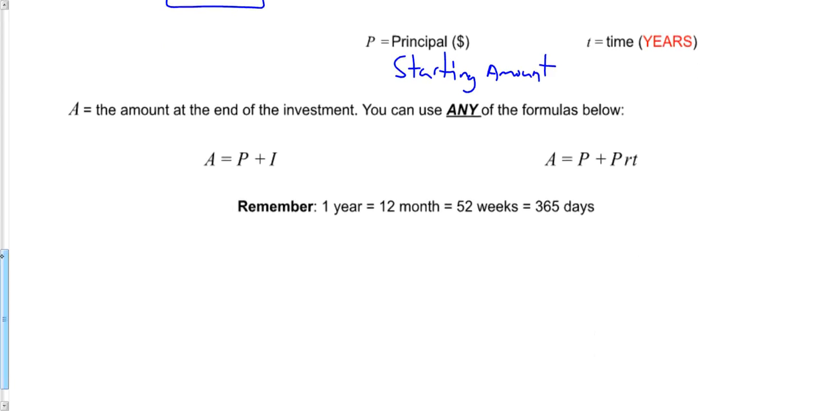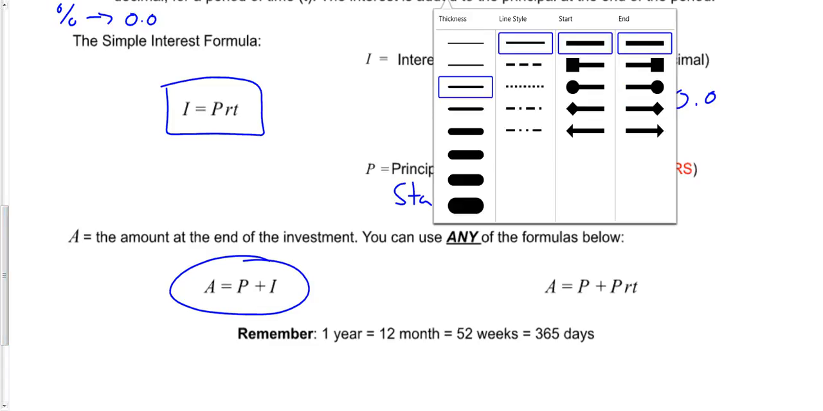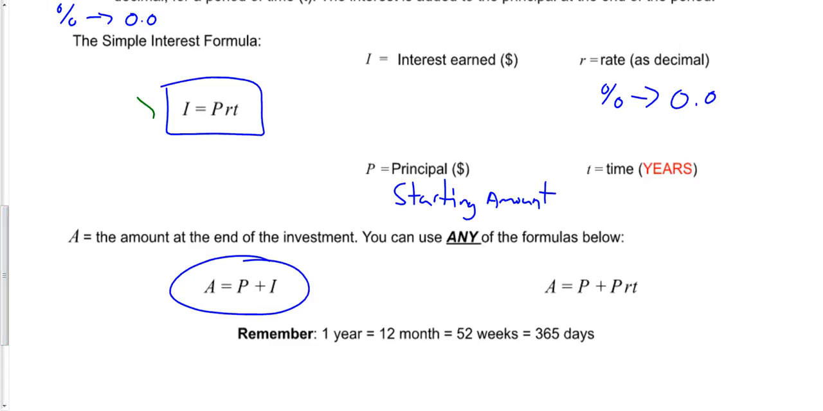In order to calculate what the final amount is going to be, the final amount at the end of your investment, you can use either one of the formulas below, but this is probably the one that you're going to use most frequently. Your final amount is your principal plus whatever interest you happen to earn over the course of the life of the investment. Okay, so those two formulas together, the formula for interest and the formula for final amount, you're going to work together with those two formulas quite frequently whenever you're looking at simple interest. So we'll do a couple of examples shortly.